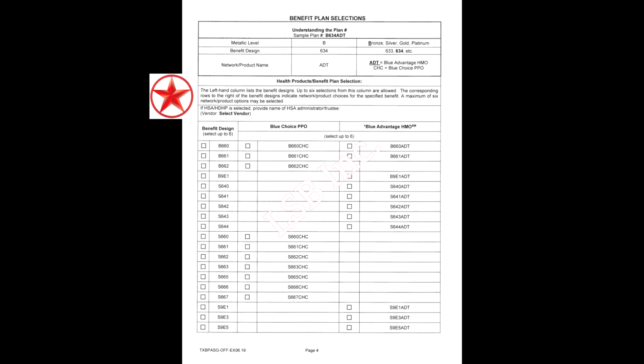Now moving to page 4 and 5, this is going to be your plan options. So if you look on the left column, you'll see all of the plans listed down the left column. And then that middle column will be if they are the Blue Choice PPO plans. And the right column will be if they're Blue Advantage HMO. So you'll just need to go down the left column and put a check mark next to each of the plans that you're going to be offering to your employees. And then follow that over to the right and also check if it's the PPO version of that plan or if it's the HMO version of that plan.